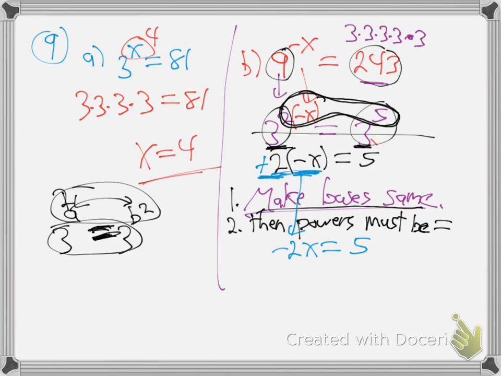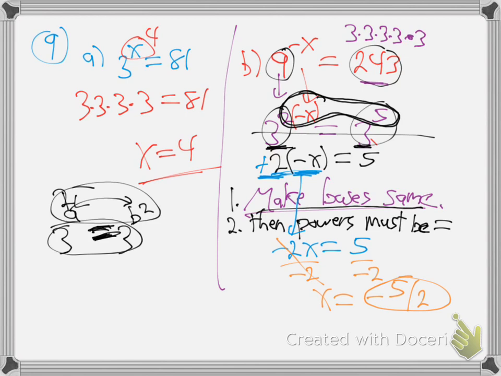Now how do you get x alone there? X, you're going to want it alone. Divide by negative 2. Boom. X is negative 5 halves. You can put that negative in the front, bottom, top, front. Doesn't matter on a fraction. Negative 5 halves is the answer to that problem.